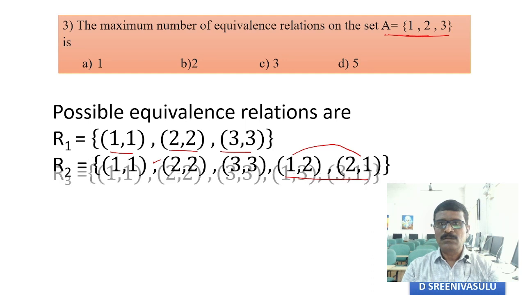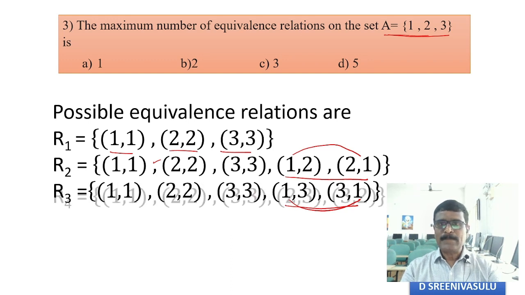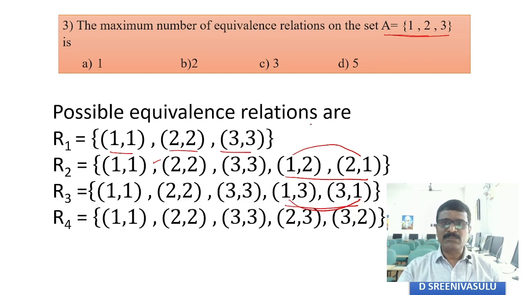Next possible relation R3. Take (1,3) and (3,1). It is symmetric. Again (1,1) is also there, so it is transitive. (1,1), (2,2), (3,3) is there, so reflexive. One more possible equivalence relation. Take (2,3) and (3,2). Symmetric. Again (2,2) is there, so transitive. (1,1), (2,2), (3,3) is there, so reflexive. Therefore, it is an equivalence relation.